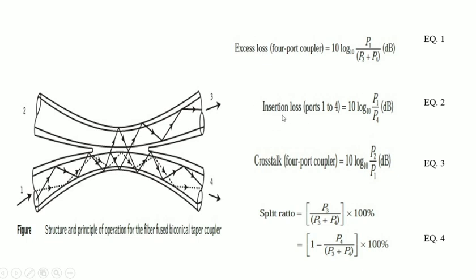Next, the second is insertion loss. Insertion loss is considered for a particular port to port optical path. Here we have two outputs. One is port 1 to port 3, where we get output power. Port 1 to port 4, we also get output power. So the formula will be 10 log base 10 of P1 divided by P4, and the second one is 10 log base 10 of P1 divided by P3, the second output port.